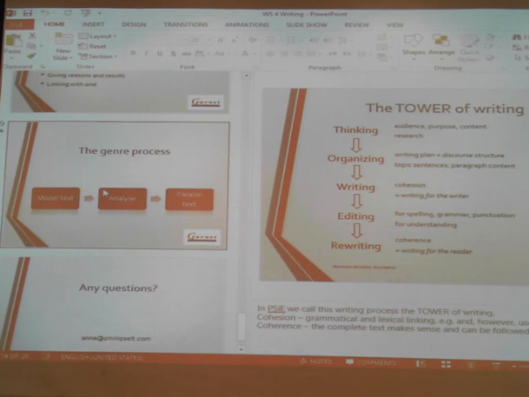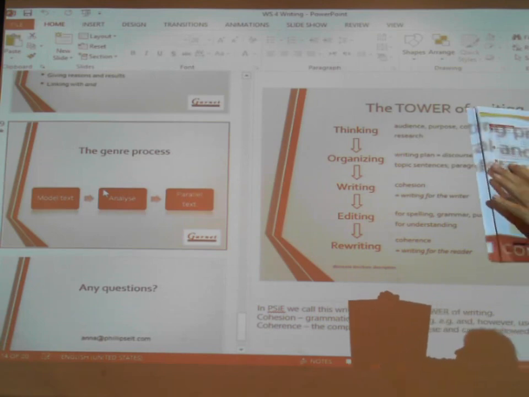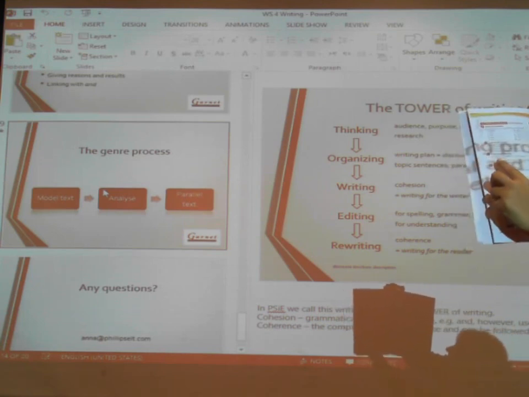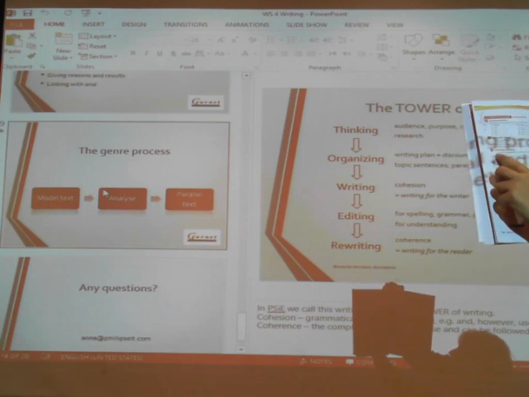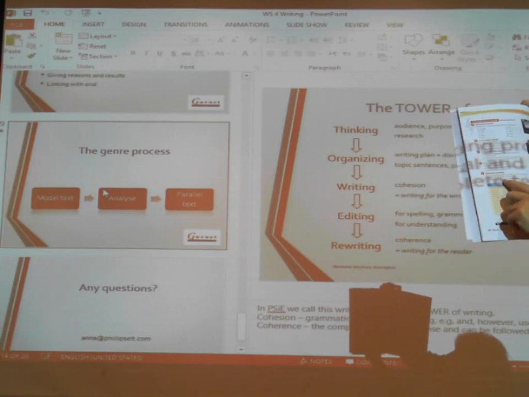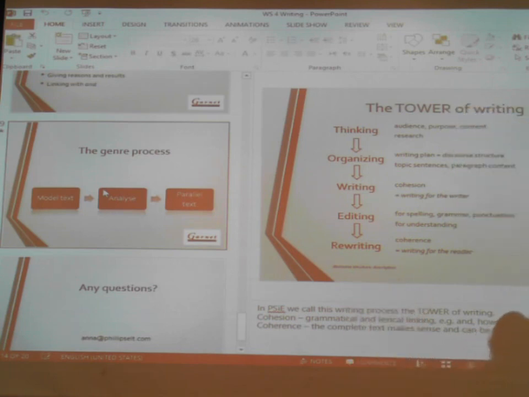I have it. Page 96. Look at the case study. It says thinking. Case study 2 or another case study. Organizing, writing, and rewriting, which is the same as the tower process of writing.